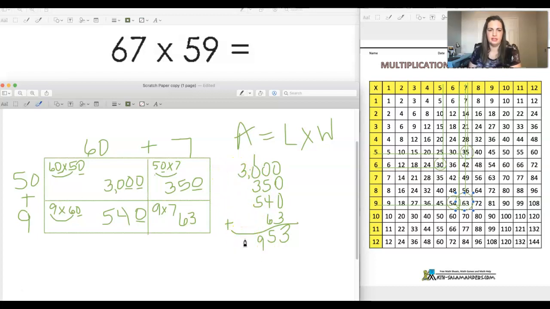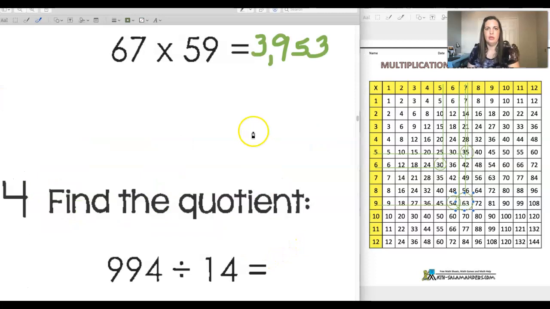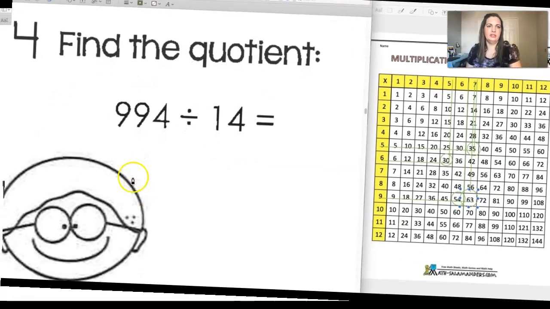And 3 plus nothing is 3. Count your digits from the ones place. 1, 2, 3, put your comma. My product of 67 times 59 is 3,953. Number 4, find the quotient.